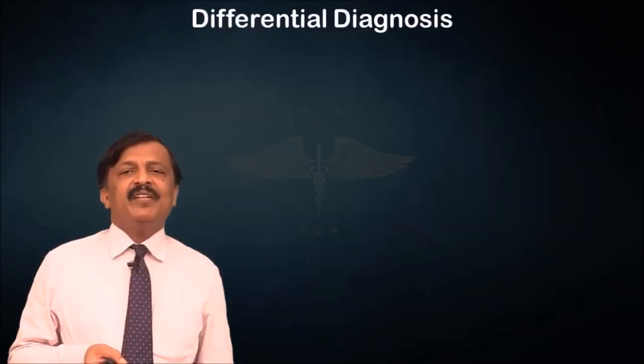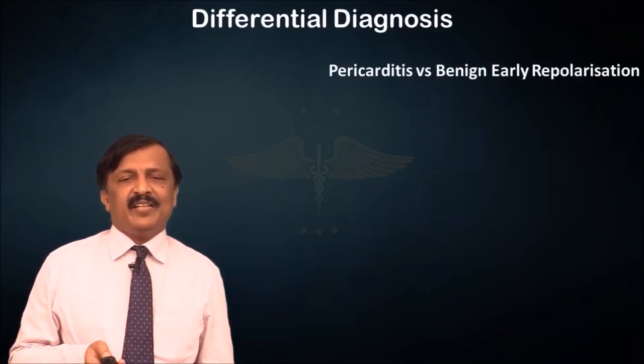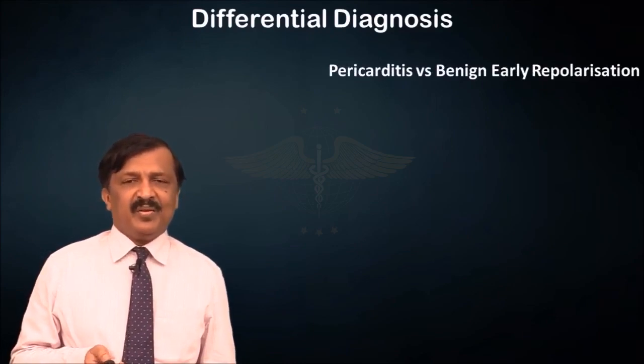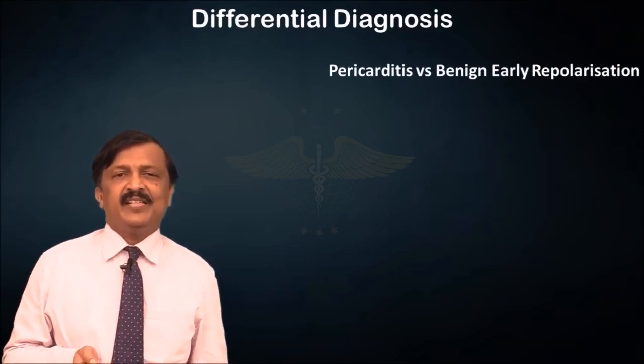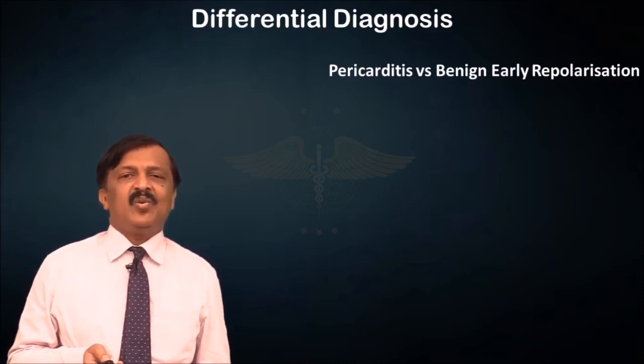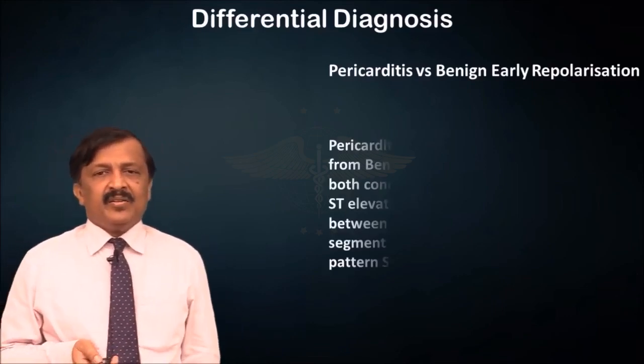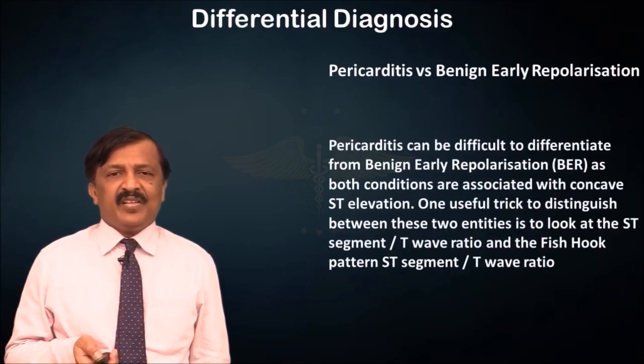What is the important differential diagnosis? The important differential diagnoses of pericarditis are early repolarization, which is one, and myocardial infarction, the other one. So, we are going to spend the next few slides on the differential diagnosis of pericarditis and benign early repolarization, also called ERP, that is early repolarization syndrome. The most important thing is to differentiate between these.